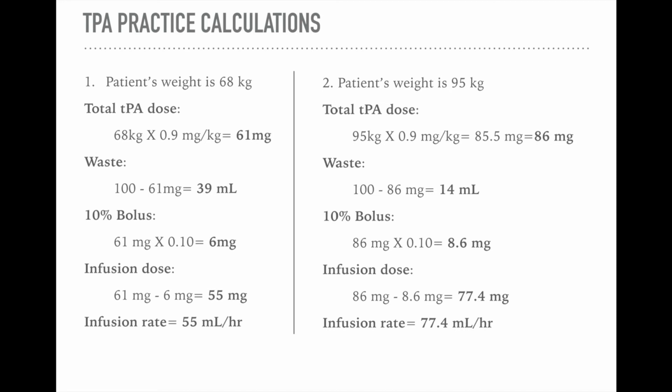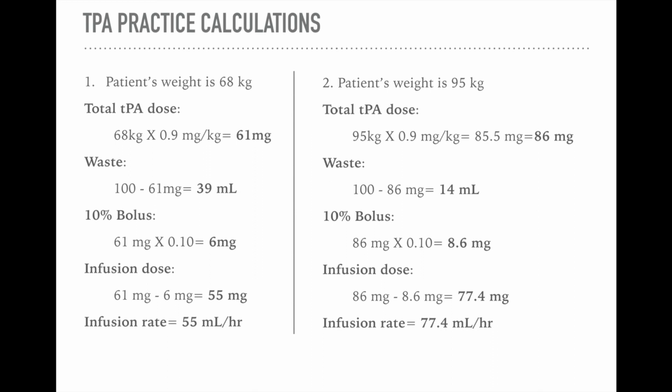Next, we have a patient who weighs 95 kilograms. The total TPA dose will be 95 times 0.9, giving us 85.5. We'll round up to 86 milligrams. We're going to waste 14 mLs. We're going to take 10% of our 86 milligrams, giving us 8.6.